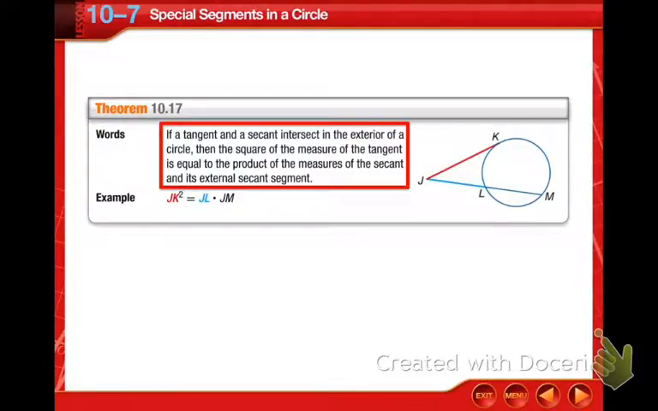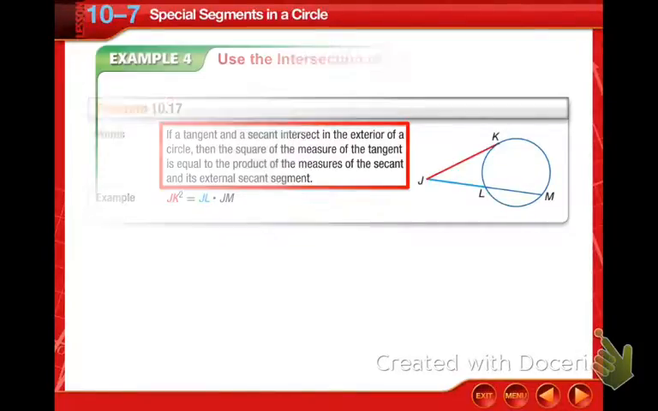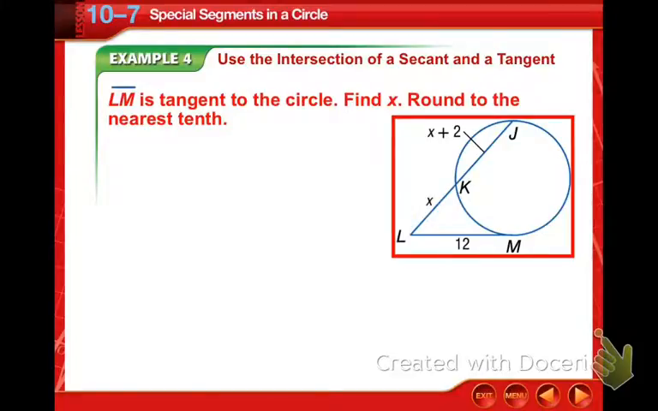Next theorem says that if a tangent and a secant intersect in the exterior of a circle, then the square of the measure of the tangent is equal to the product of the measures of the secant and its external secant segment. So again, we're going to use the portion outside and multiply with the entire length of the secant, equal to the square of the tangent. So the red is our tangent here. So here we have our tangent as 12.